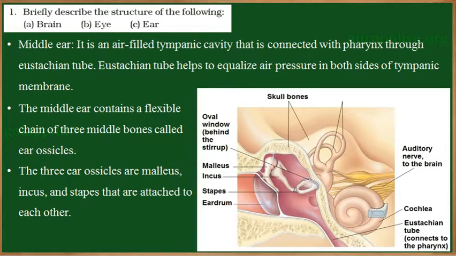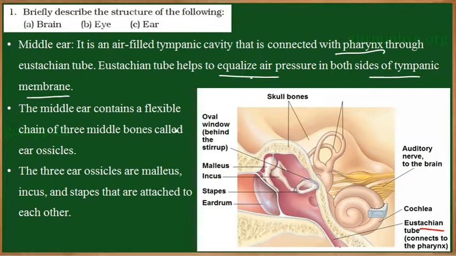Now the middle ear, this region is the middle ear. It consists of the Eustachian tube. So the tube is called the Eustachian tube. This tube is connected to the pharynx. Its function is to equalize the air pressure on both sides of the tympanic membrane. So in both the ears, the Eustachian tube equalizes the air pressure and they are connected to the pharynx.